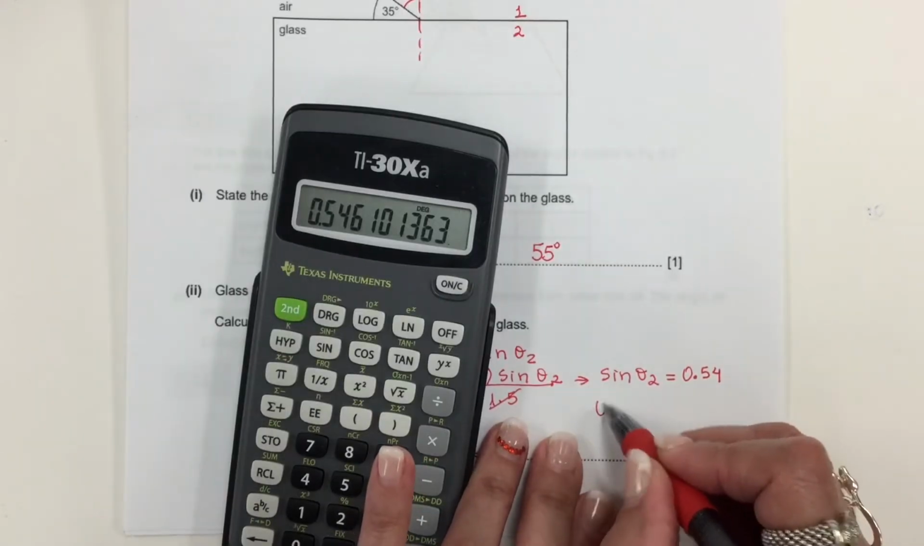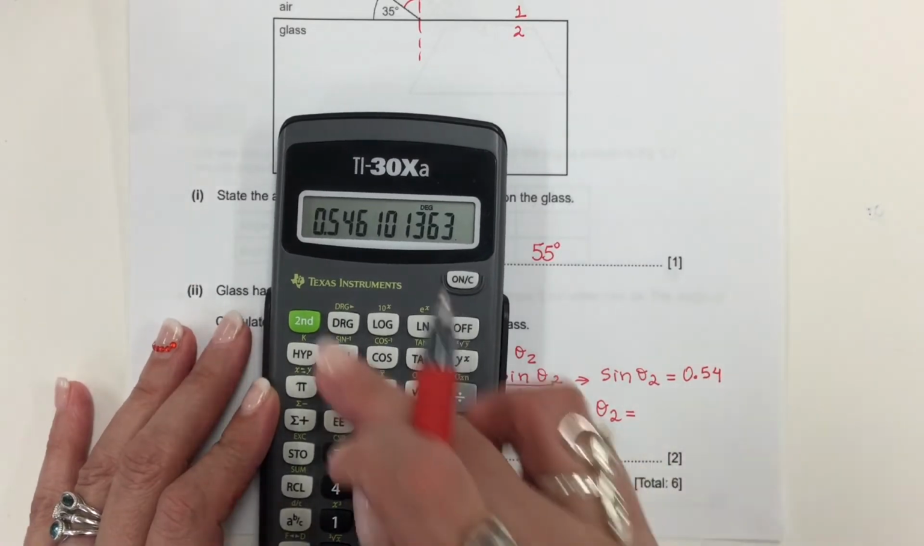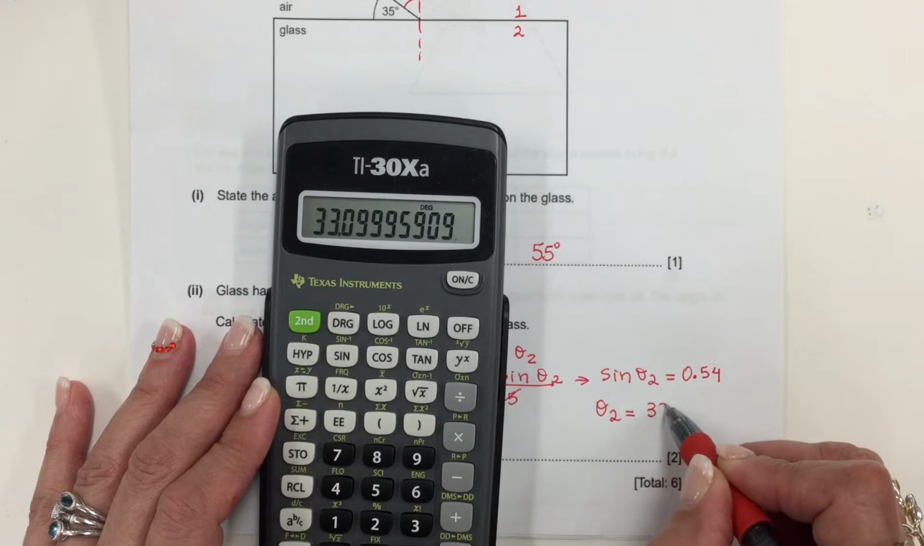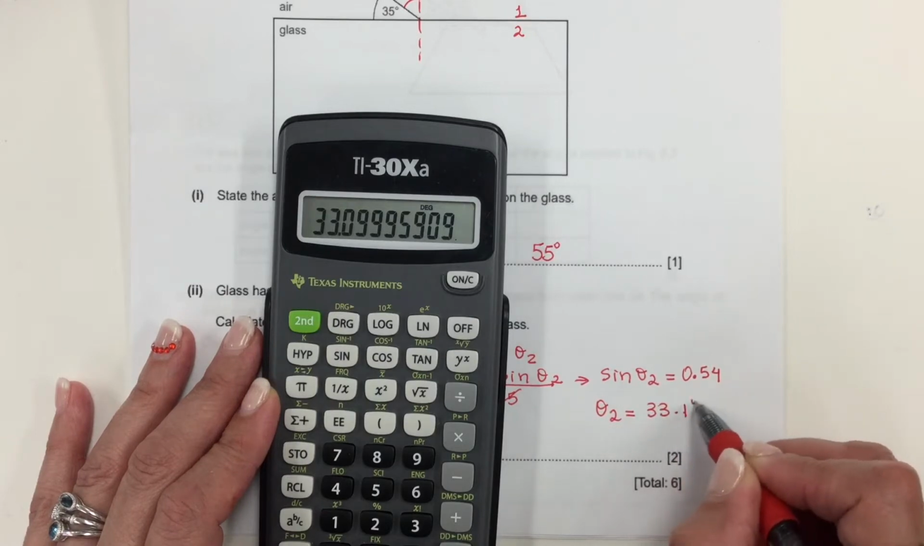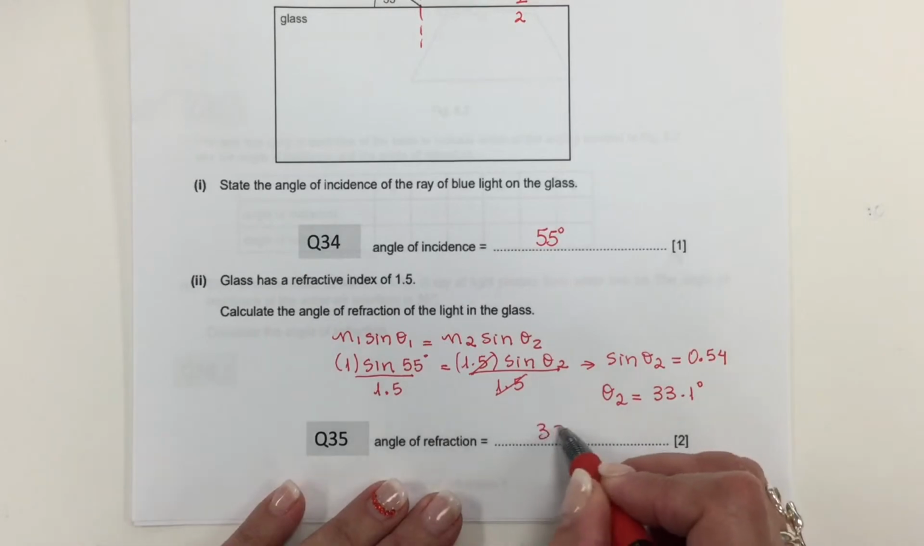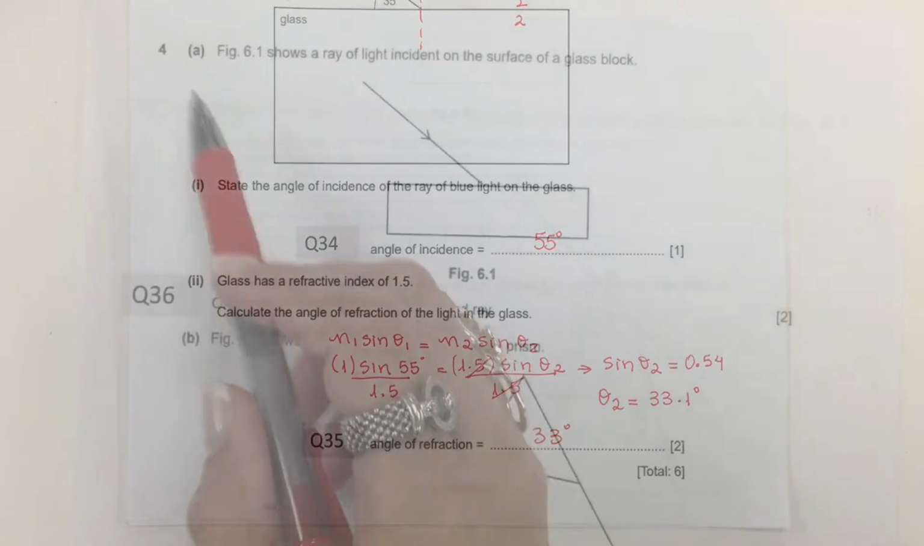So my angle is the inverse of a sine of this. So inverse of a sine is 33.1 degrees. So some students did 33 degrees, which is fine. So that is the answer for this.